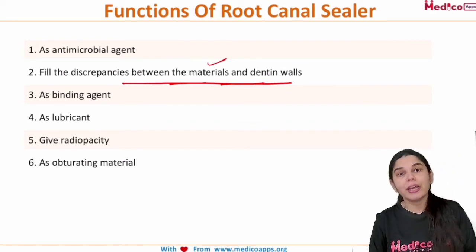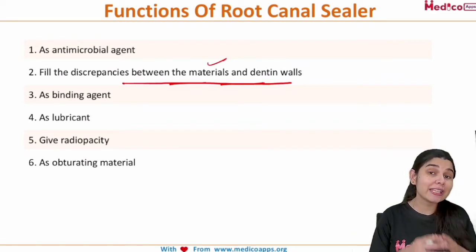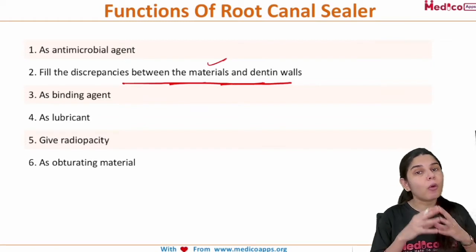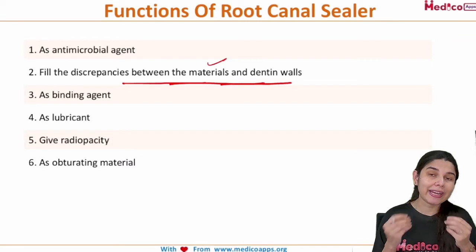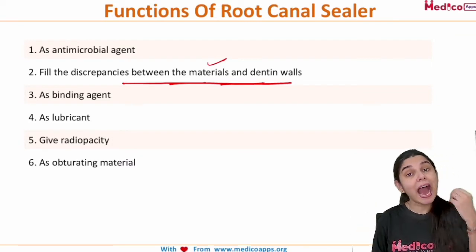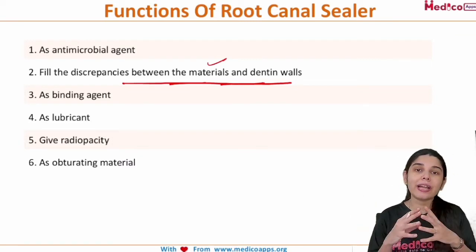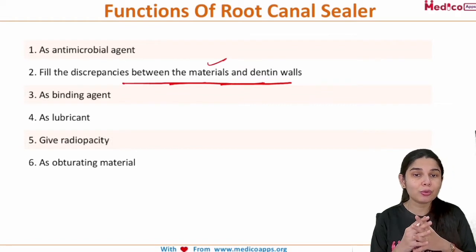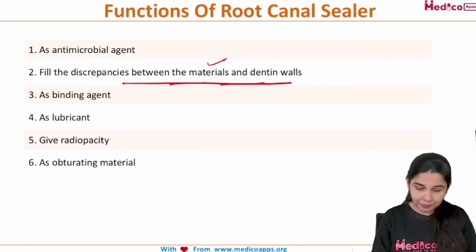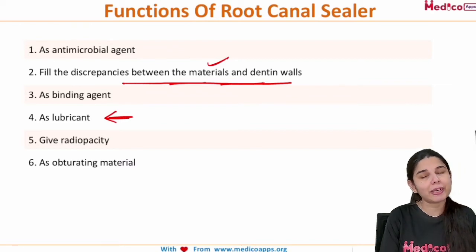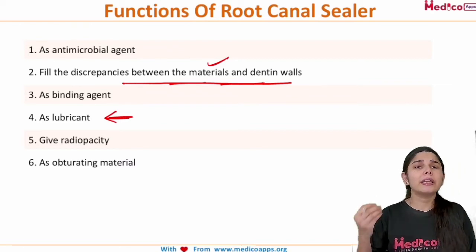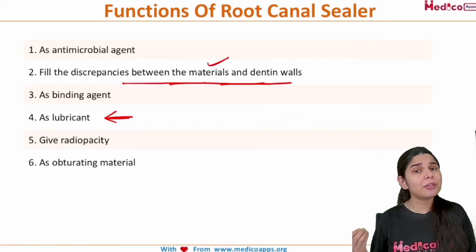The third one is as a binding agent. What do you understand by that? Sealers act as a binding agent between the material and the dentin wall, so that there is proper binding of those two materials inside the root canal. The next one is as a lubricating material. Basically, these root canal sealers are semi-solid materials.